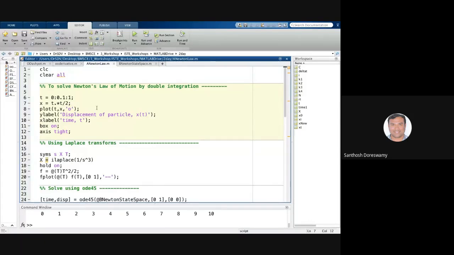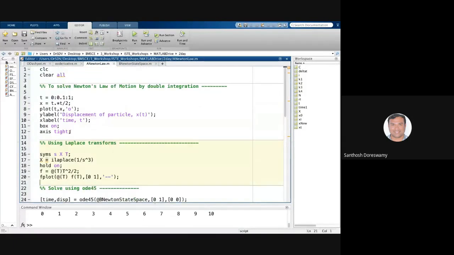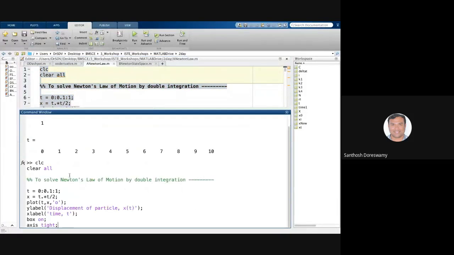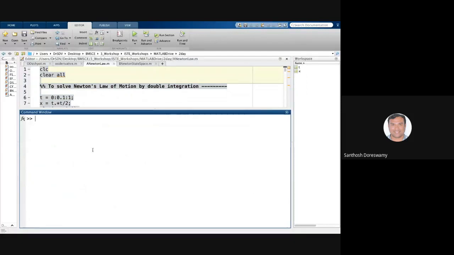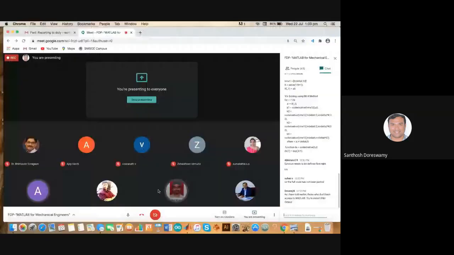So once you do that, you can also use the Laplace command to execute and get what your displacement is. So that also turns out to be t square by 2. So you can also do an fplot for that. So if I execute this script by doing a clear all in the command window, you will have a plot here.